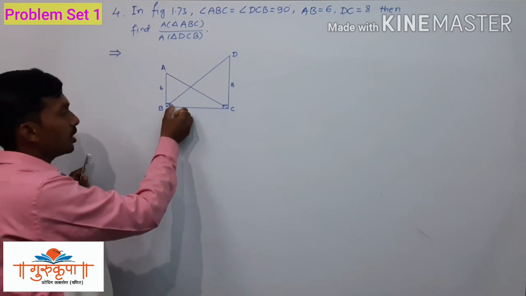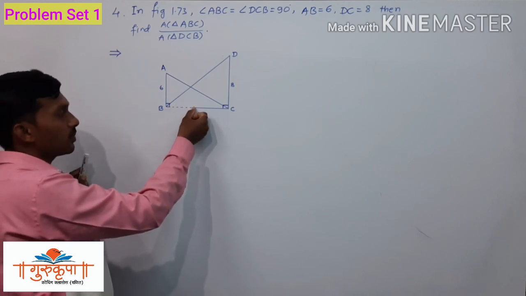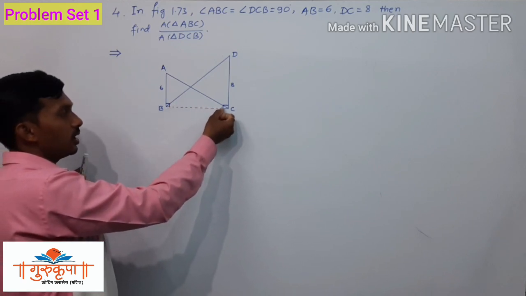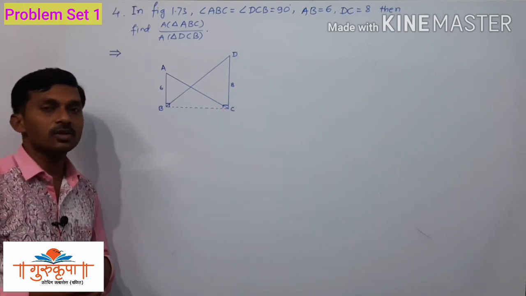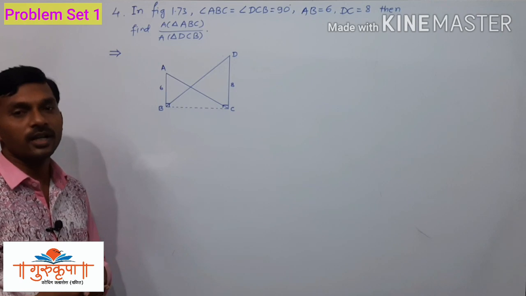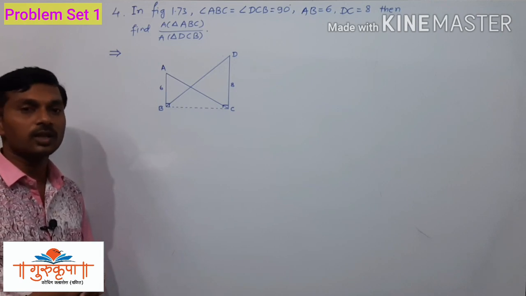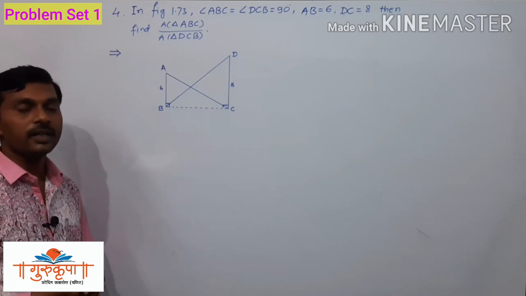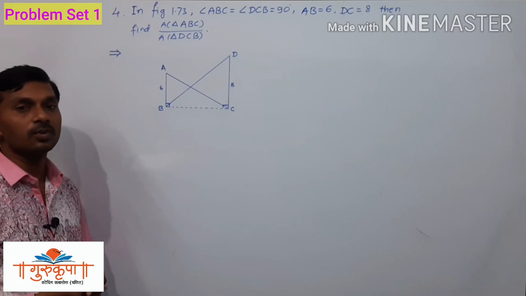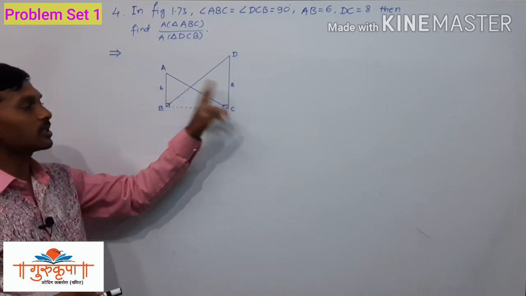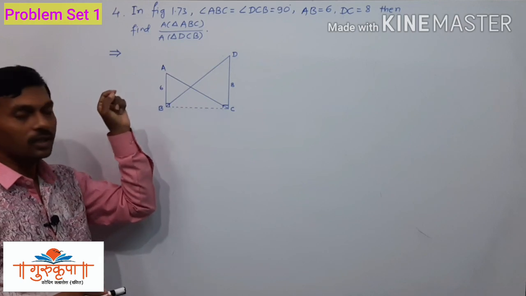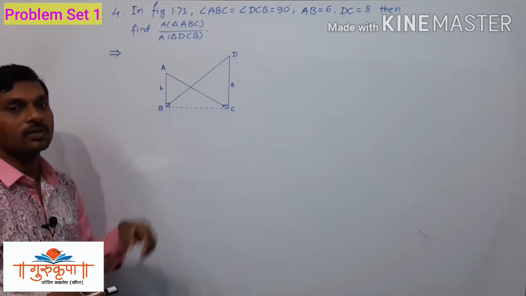Both the triangles are having equal bases. Since the bases of both the triangles are equal, and we know that when the bases of two triangles are equal, at that time the ratio of the areas of those two triangles is equal to the ratio of their corresponding heights, and we know the heights of both the triangles. So we can easily get the answer of this question.